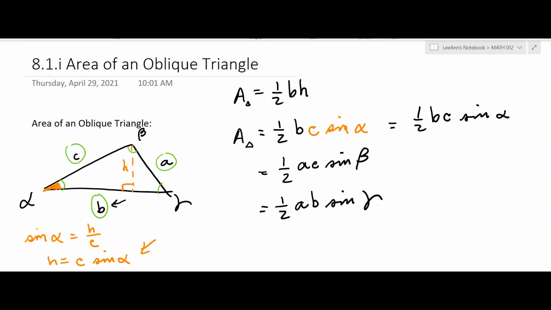Okay? And the way I remember it is, if alpha is the angle, then it's the other two sides, not A. And if beta is the angle, then it's the other two sides, not B. And if gamma is the angle, then it's the other two sides that you need, not C. That's how I remember the formulas.